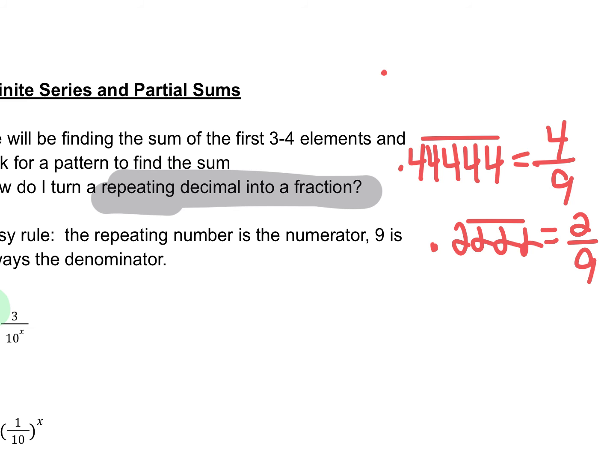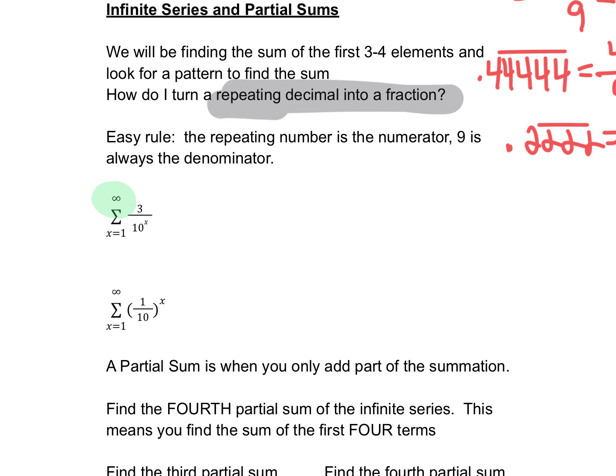Well, we know 0.3 repeating is a third, right? However, does that match our rule? Well, 3 over 9 is 3/9, which is 1/3. So anytime you have a repeating decimal where only one number repeats, it's going to be that number that's repeating over 9. So we're going to use that rule here in just a second.